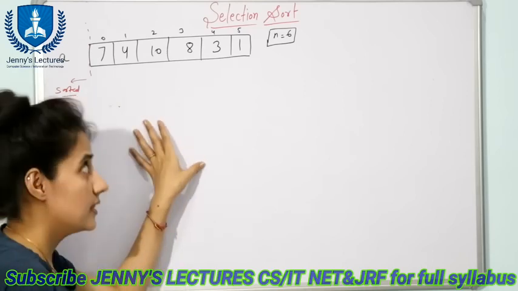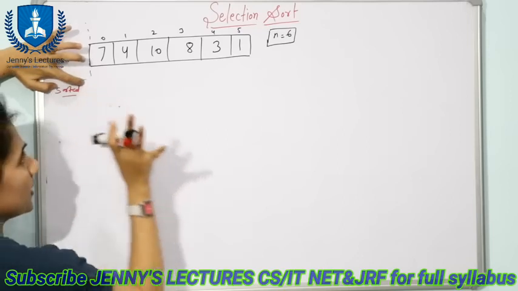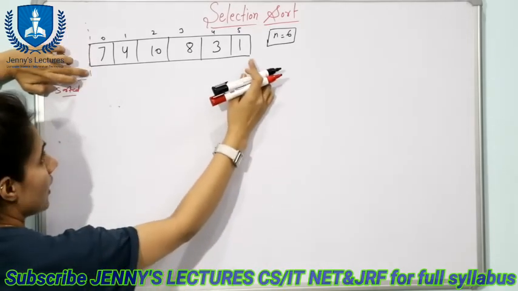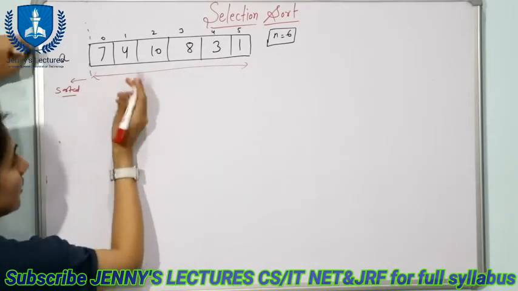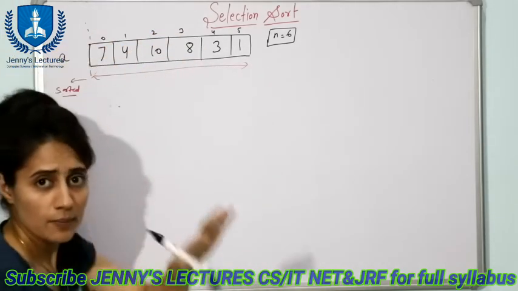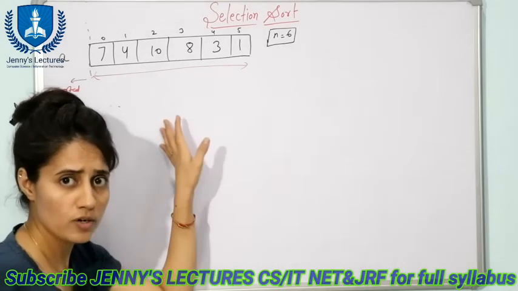See, now let us take this example. This is our array. Now at the start the sorted sub array is empty, no element is there, and this complete part is the unsorted sub array. Now from this sub array find out the minimum element. You apply the linear search. I hope you know the concept of how to find the minimum element.